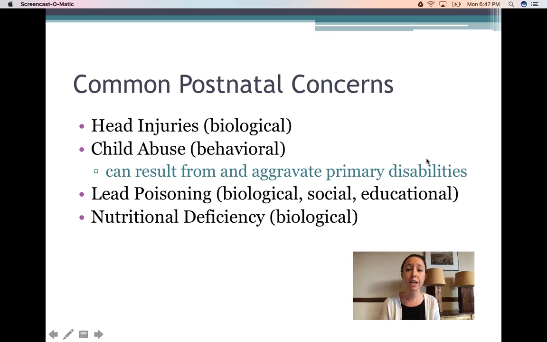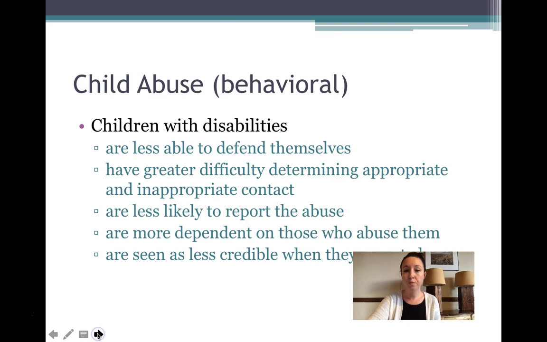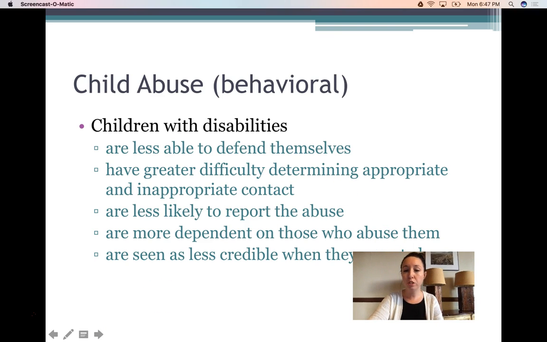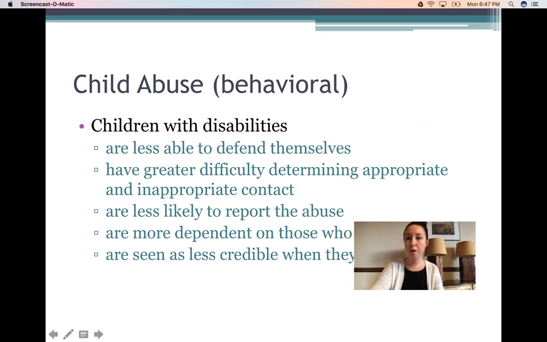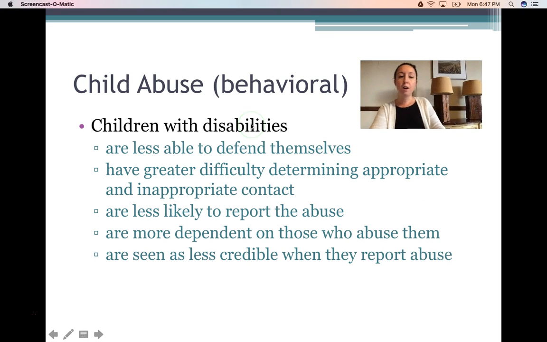Lead poisoning, again, really falls along all of these different domains, and I'll talk a little bit more about that in a second. And additionally, nutritional deficiency. So child abuse, which is primarily looked at as a behavioral etiology. Children with disabilities are less able to defend themselves and have greater difficulty determining appropriate and inappropriate contact, which puts them at greater risk for child abuse.